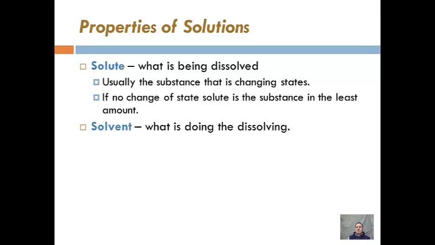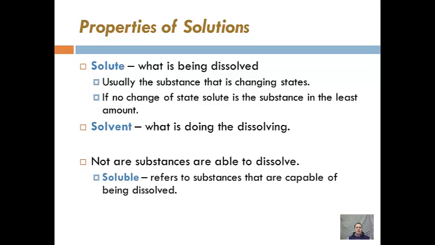Now, what does the dissolving? We call this the solvent. Okay, it's what's doing the dissolving. Now, just because we put two things together doesn't mean they're necessarily going to form a solution. Not everything dissolves. Okay, when things dissolve in each other, we call them soluble. So if two substances mix together and they form a solution, we say they're soluble, the first substance being capable of being dissolved. If they don't mix or are not capable of dissolving, we say they are insoluble.